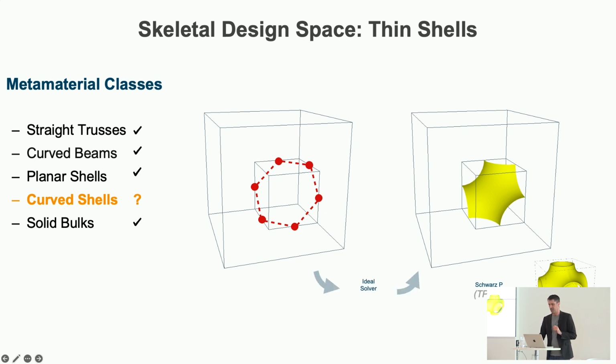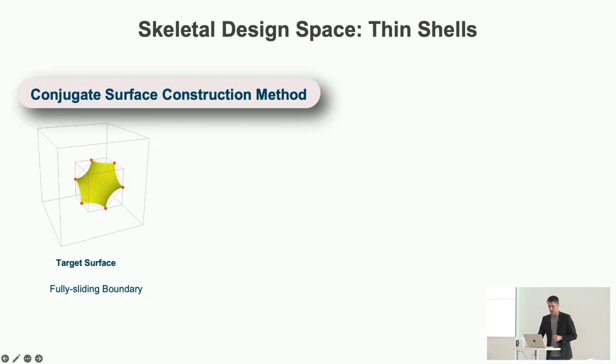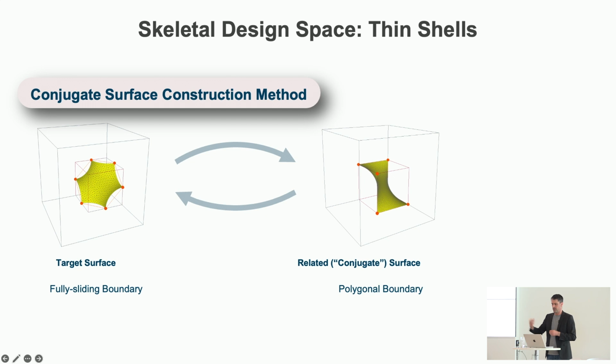And the idea, and I just explain this at a very high level, is to go through an indirection. She came up with a solver based on the conjugate surface construction method. It's an indirect solver that exploits the fact that each of these minimal surfaces is very intimately related to another type of surface that is bounded by a polygonal boundary. And this is the conjugate surface, and once you have one, you can find a transformation to the other one.